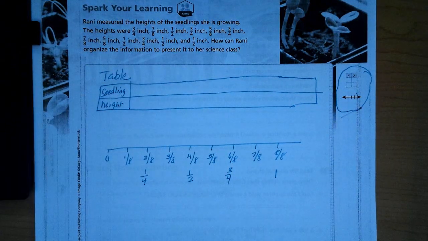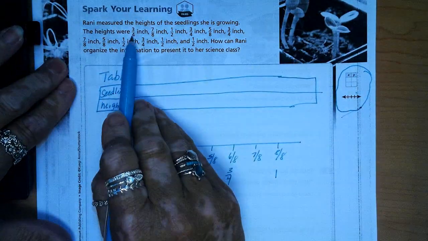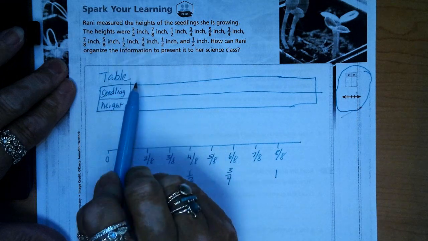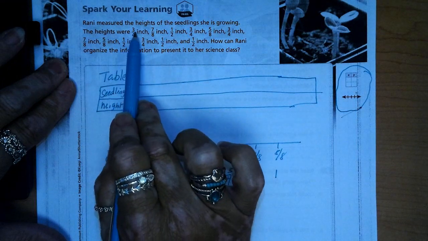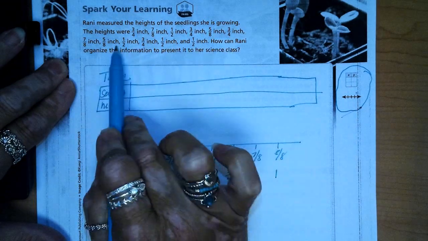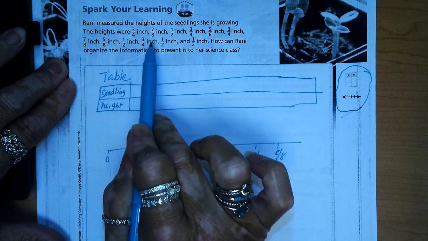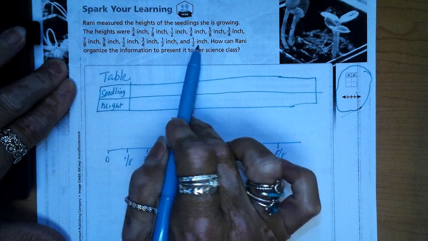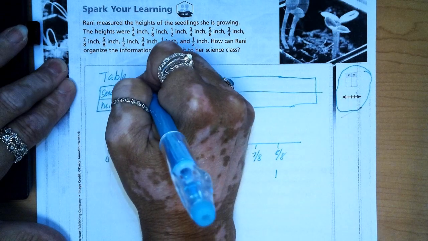All right, so there's my table. And then what we're going to do is label each seedling. So A, B, C, D, E, F, G, H, I, J, K, L. So we need all the way to L.